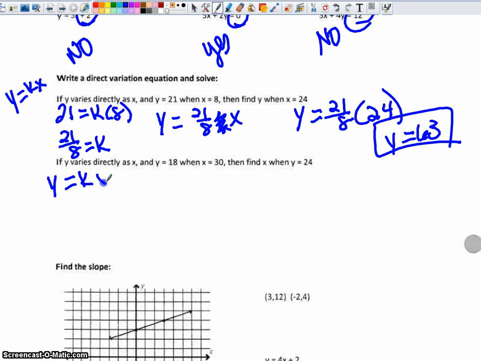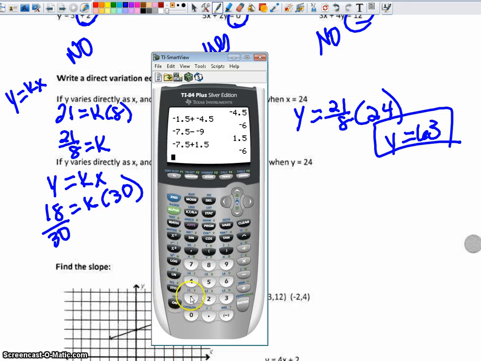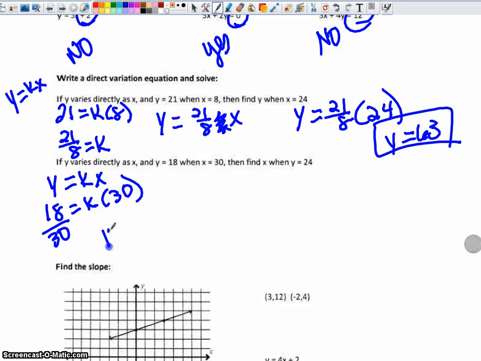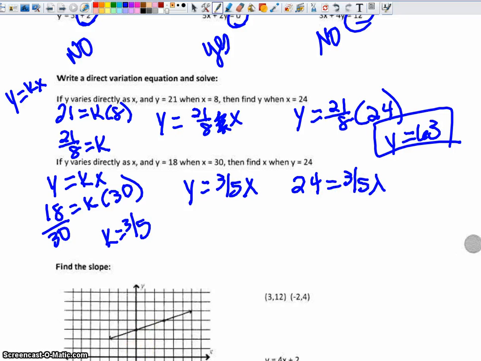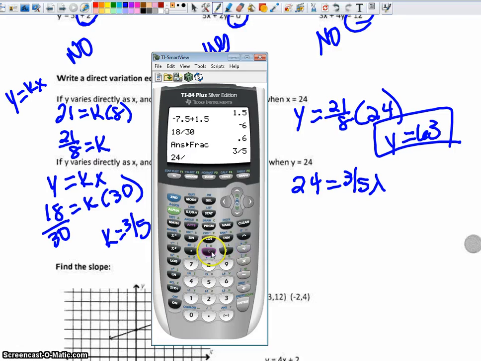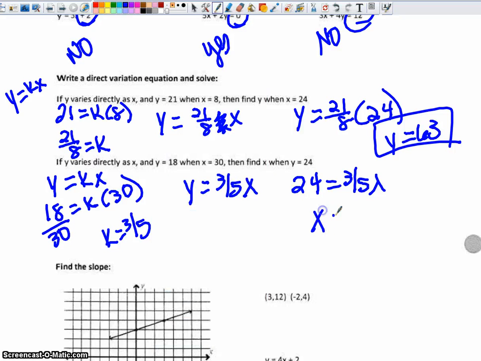Y is equal to kx. They tell me that y is 18 when x is 30. Divide by 30. So 18 over 30, which will actually reduce. Remember in your calculator, 18 divided by 30, and then if you will go math, enter, enter, it tells you it's actually 3/5. K is equal to 3/5. So my equation is y is equal to 3/5 x. Put 24 in for y, so 24 is equal to 3/5 x. Take your calculator, and it's 24 divided by open, 3 divided by 5, close, enter, and x is equal to 40.